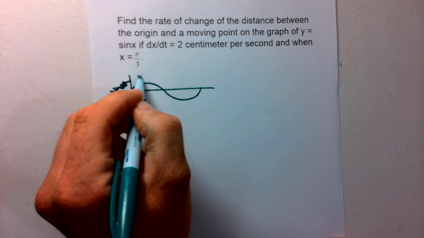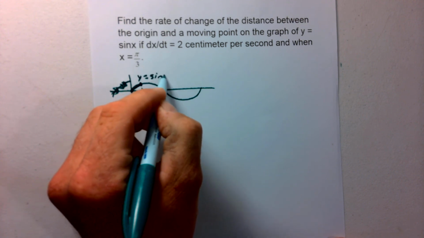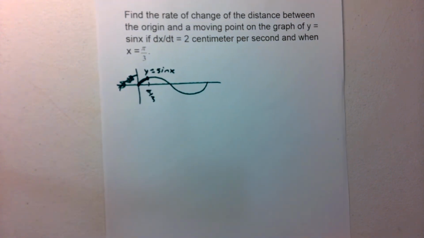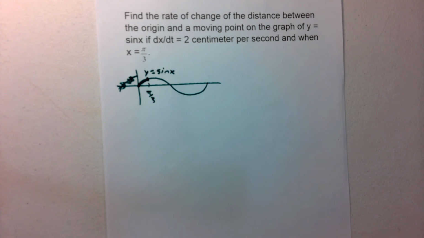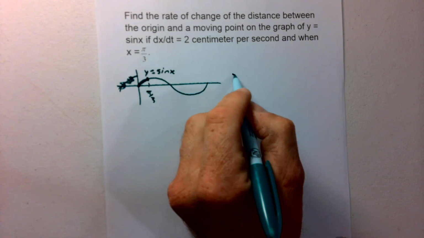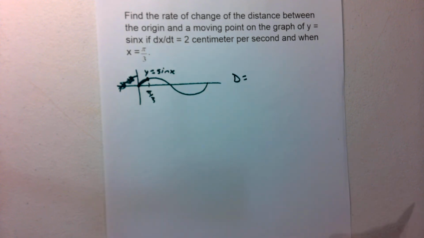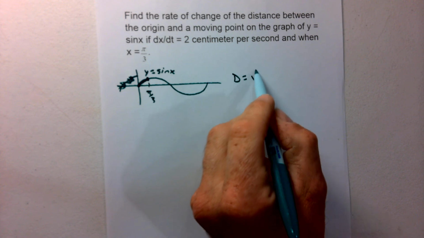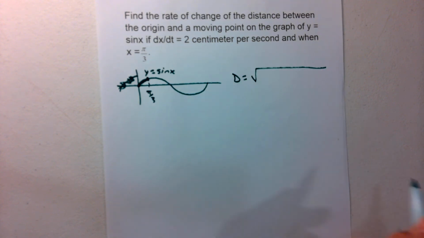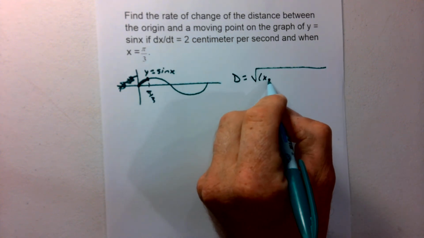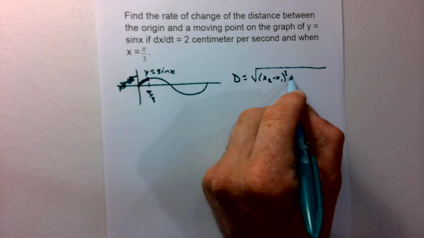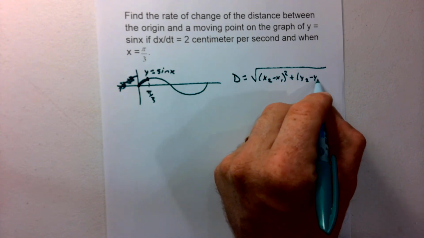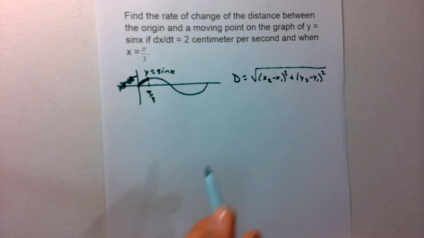And we know that this is the equation y equals the sine of x. So what's going on with this? Well, if we want to know the rate of change of the distance, we need a relationship for the distance and the x and the y values. Well, we do know that, don't we? The distance is the difference of the x's squared plus the difference of the y's squared.